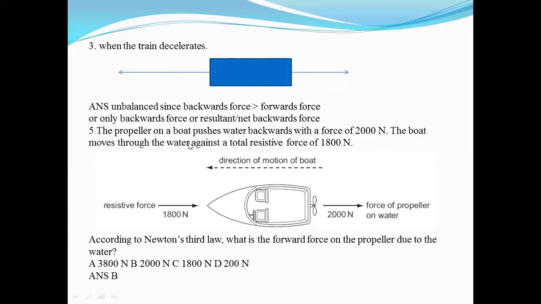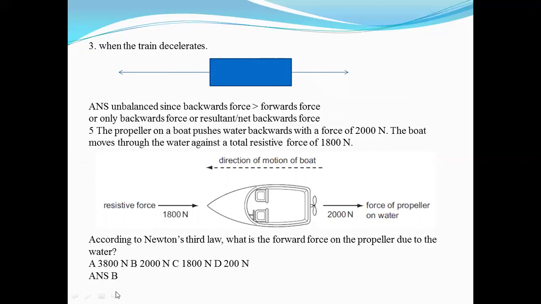The propeller on the boat pushes the water backward with a force of 2000 Newton. So as a reaction, what will be the reaction? The forward force on the propeller by the water will also be 2000 Newton.